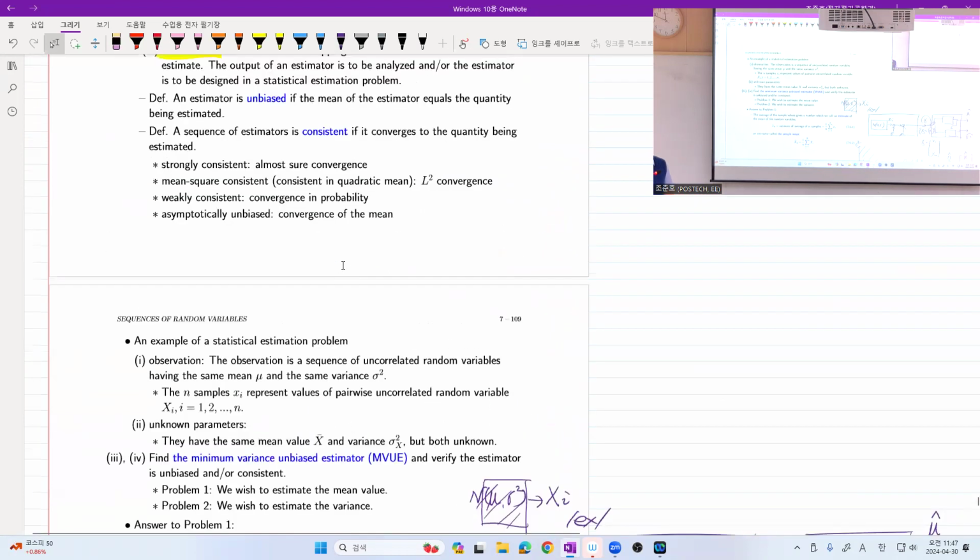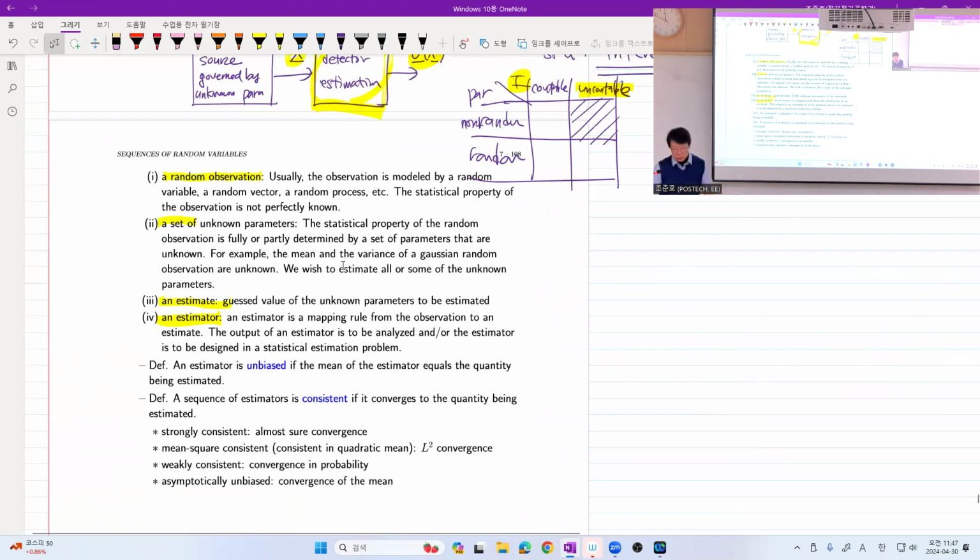So that kind of idea is defined for the estimation of non-random parameter. So let's see these terms. The first one is this one. An estimator is unbiased. What does that mean? If the mean of the estimator equals the quantity being estimated. This is what I just told you. So let me formally state.